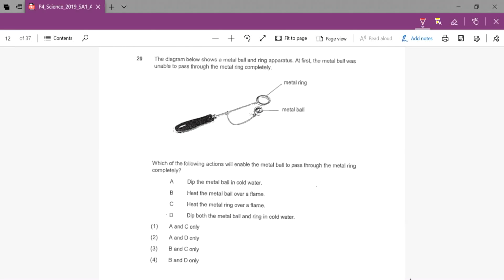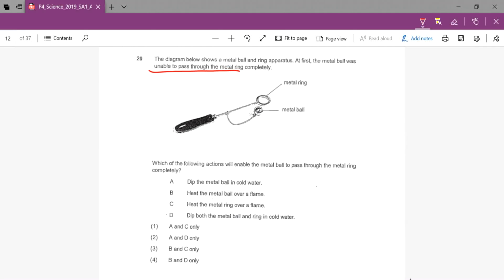Diagram shows a metal ball and a ring apparatus. At first, the metal ball was unable to pass through the metal ring completely. Which one of the following actions will enable the metal ball to pass through the metal ring completely? So it cannot pass through. Why? Because it's too big, right? The ball is too big to fit into the ring.